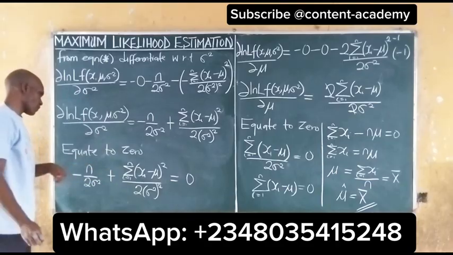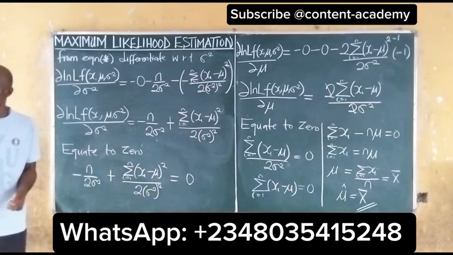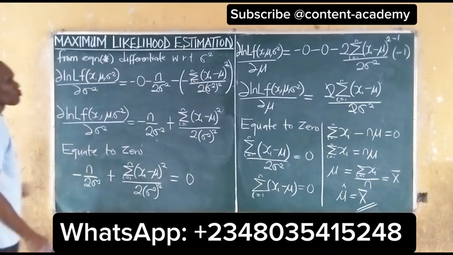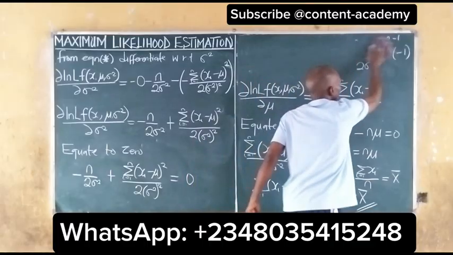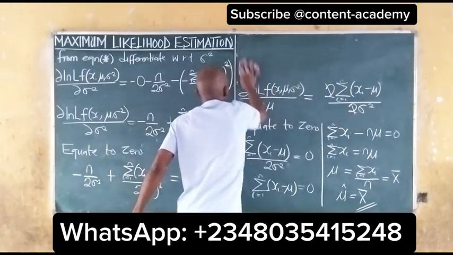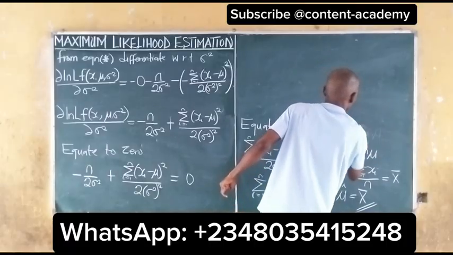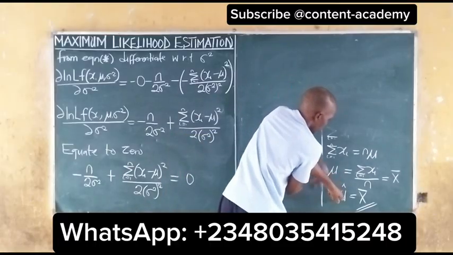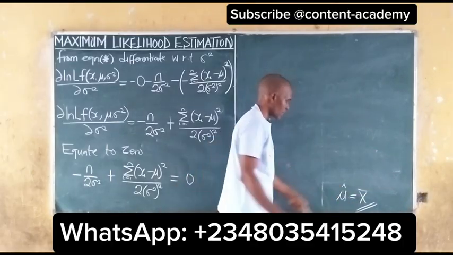Of course, we can cross multiply. I will push this over to the other side. To obtain our sigma squared, or our variance, we move over to this other side of the board. Remember, we've already gotten the estimate for mu, and the estimate for mu is x bar.